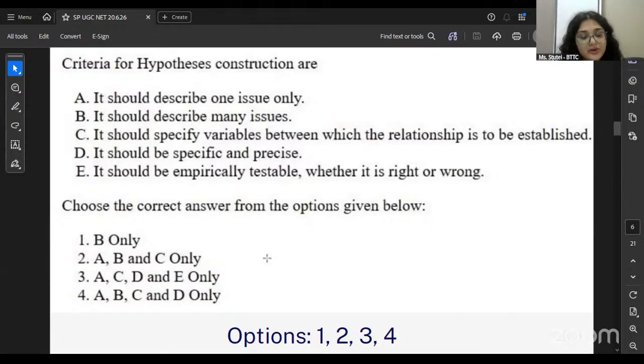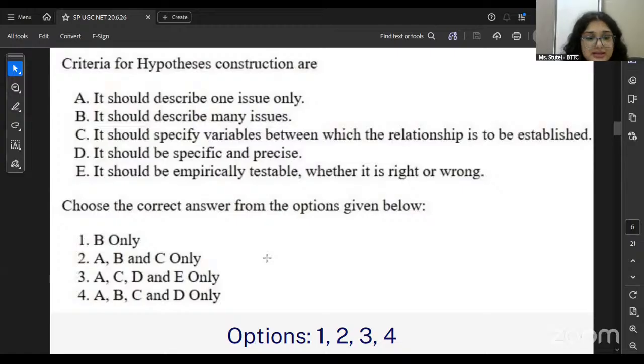Then when I looked at option number C, it should specify variables between which the relation is to be established. So of course, a hypothesis is a very clear and focused statement, and one of its important characteristics is that it identifies the variables whose relationship is being studied. So again, I made a mental note that option number C seems to be correct. Then I moved to option number D, where it says it should be specific and precise. Now, this particular point is very connected to the previous point. So again, in my head, I made a mental note that, okay, this is correct.